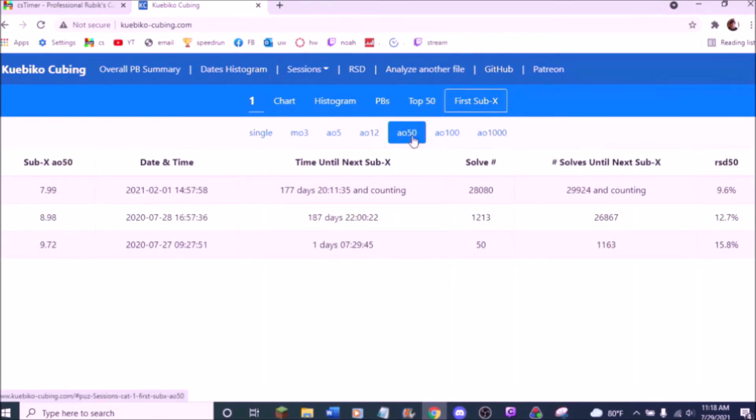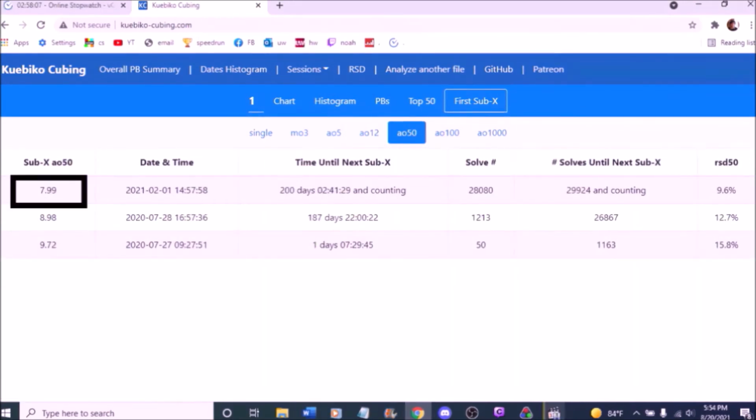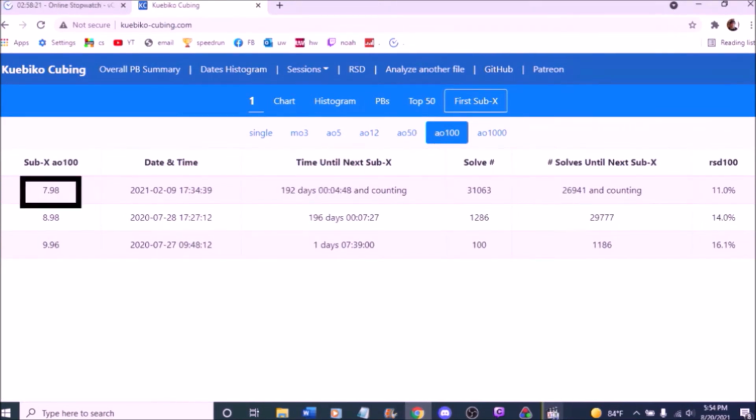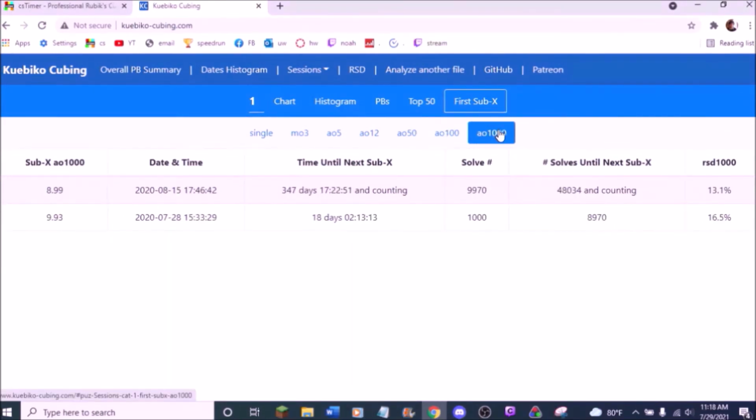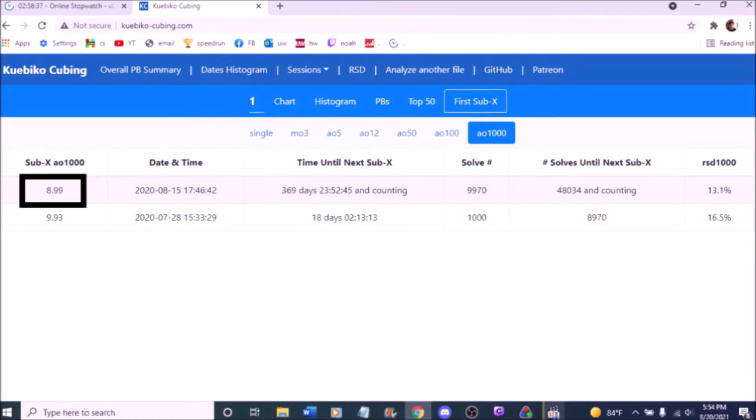For average of 50, it took me until February to get a sub 8 average. Funnily enough, only a week later I got a sub 8 average of 100. Finally, average of 1,000 took 1 month to get sub 9 and that was it.